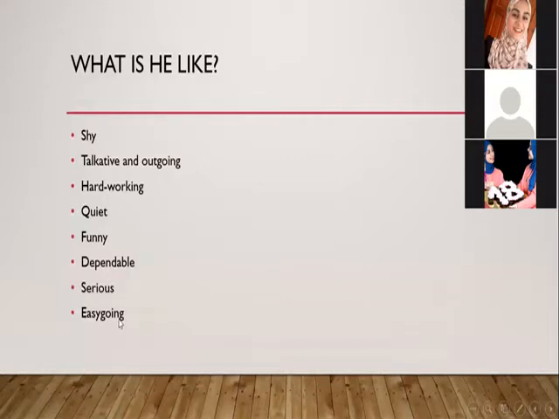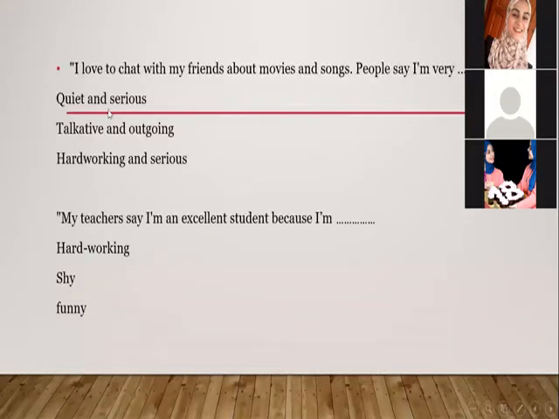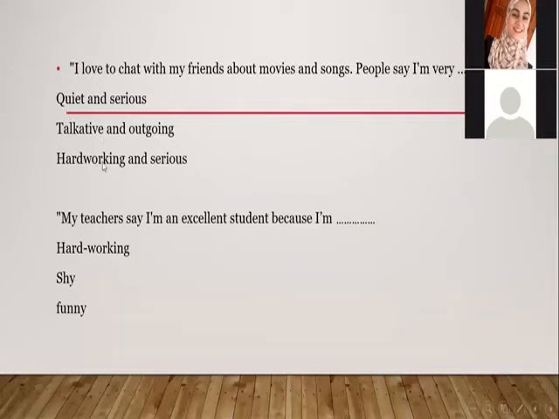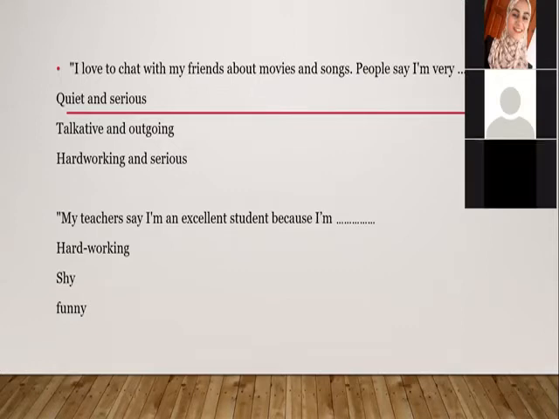Serious or easygoing. So let's see. When I want to say, for example, I love to chat with my friends about movies and songs, people say I'm very quiet and serious. So I love to talk with my friends, I love to talk with them. We share songs, movies. So people say I'm very quiet and serious, talkative and outgoing, hardworking and serious. What do you think, guys? Talkative and outgoing. Yes, Afaf. We say talkative and outgoing. Yes, thank you very much, Afaf.